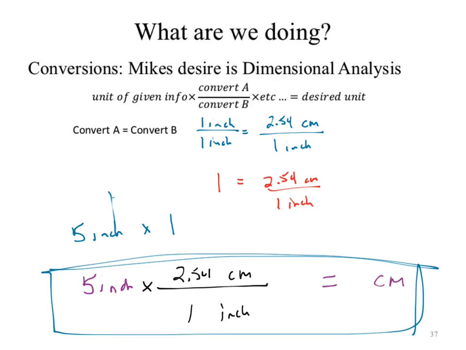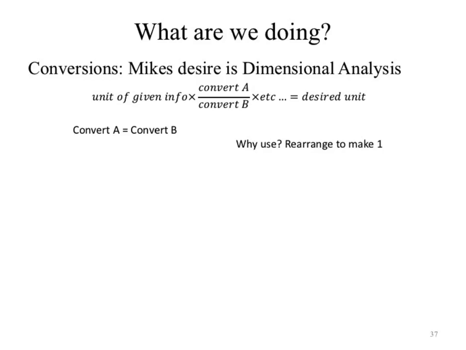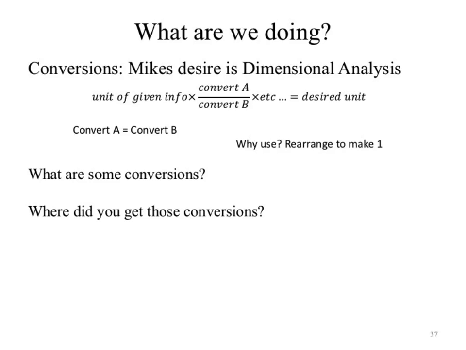Okay? How are we observing that? We've come up with a system that allows us to convert the different observations from one point of view to another. I think that's kind of neat. Okay? Kind of, sort of? Okay. So we use it because we can rearrange it to make 1. So what are some conversions?